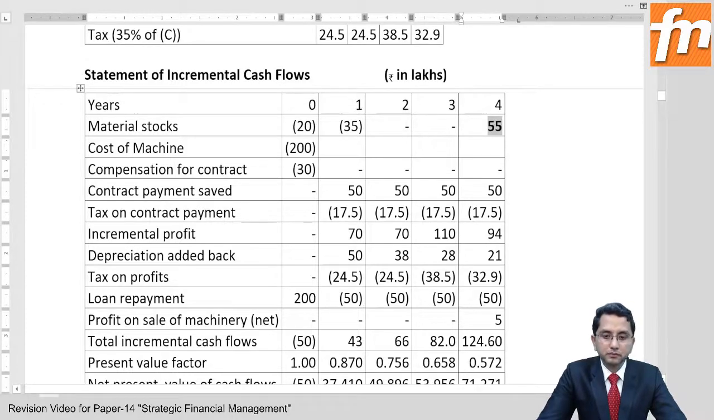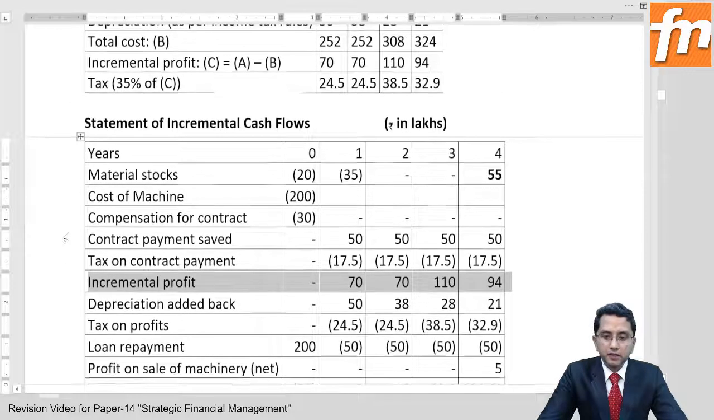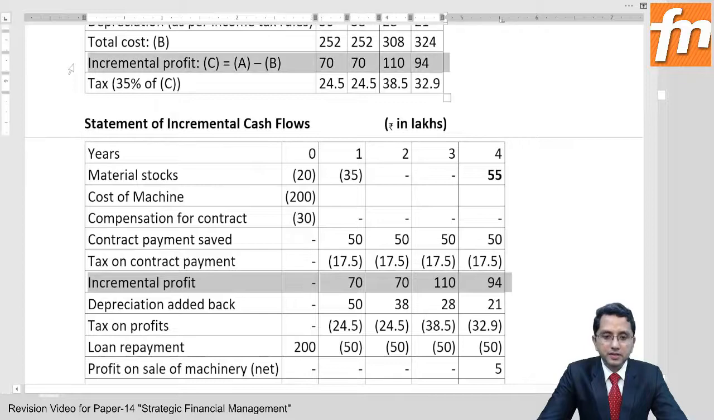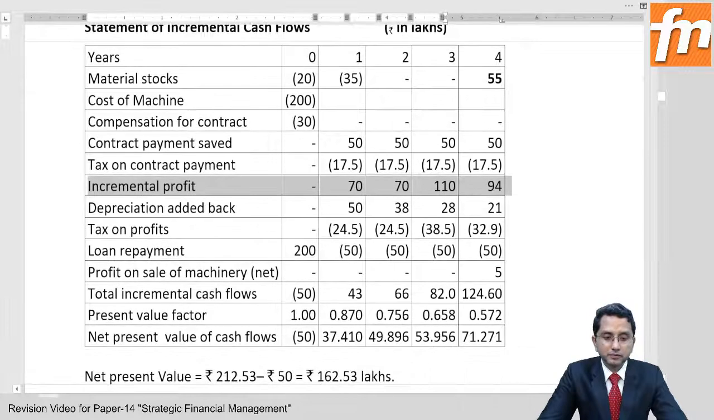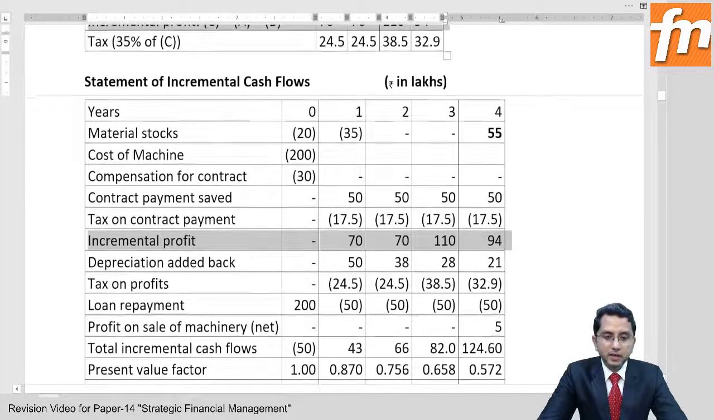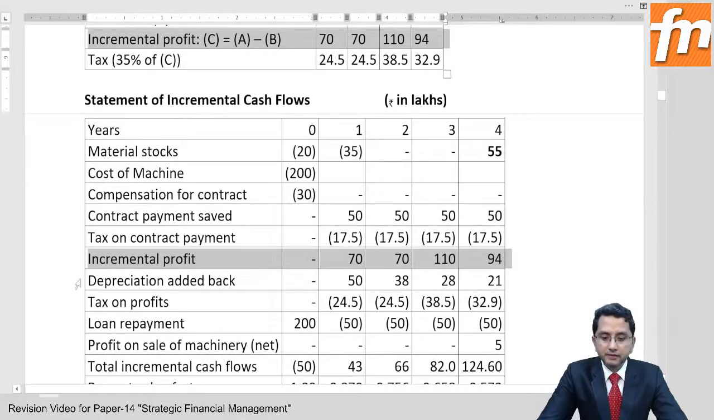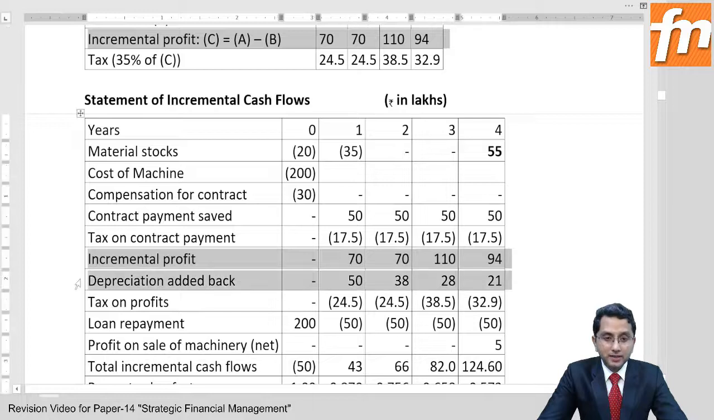Definitely. Now, incremental profit is this profit. This is 70, 70, 110, and 94, right? This is the incremental profit. And then I need to add back depreciation.